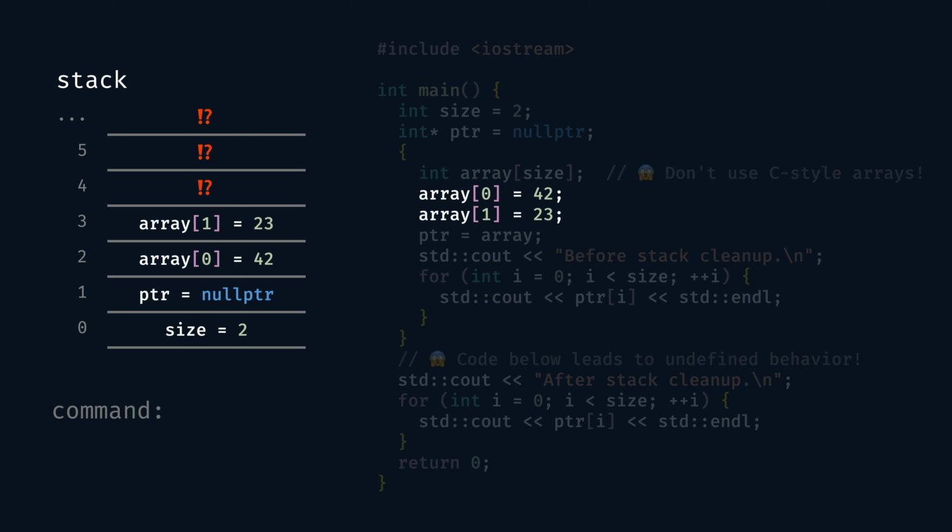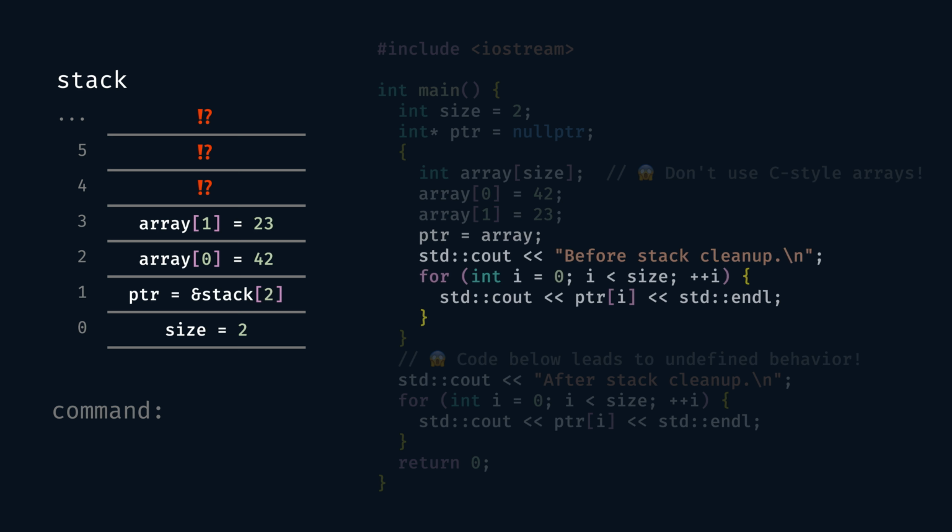In C++, standard C-style arrays are equivalent to pointers, and we can set the pointer to point to the start of our array data. This is not a great idea in modern C++, but it is a good indicator of where things are on a stack for us. If we now print all values, we'll get the expected output of 42 followed by 23. However, everything changes once we leave the inner scope.